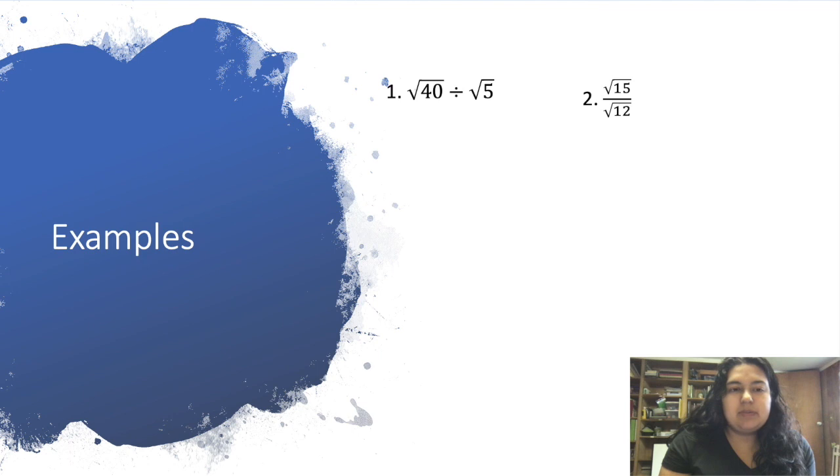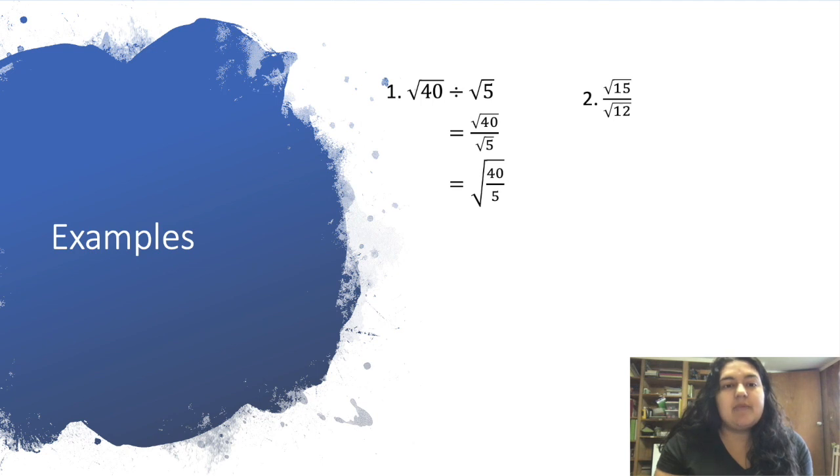Let's look at some examples. Our first example has the square root of 40 over the square root of 5. The first thing we're going to do is rewrite it with one on top of the other. So 40 is on top, 5 is on the bottom, and now I'm going to put them under the same sign. I have my big square root sign with 40 over 5. I can see immediately that 40 over 5 is just 8, so I'm going to write the square root of 8.